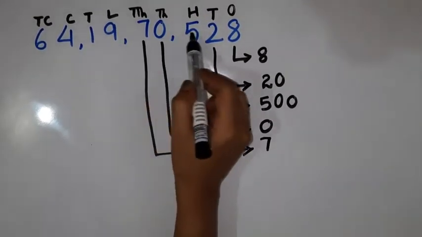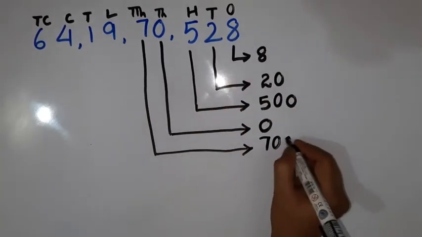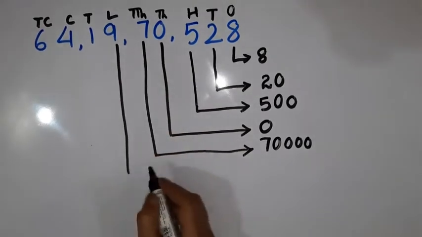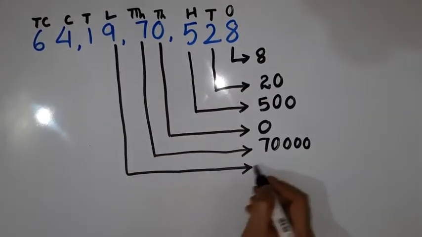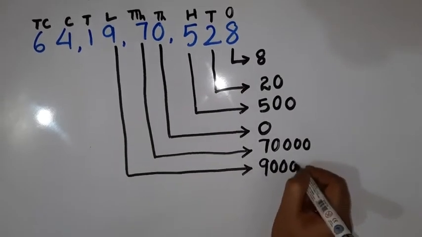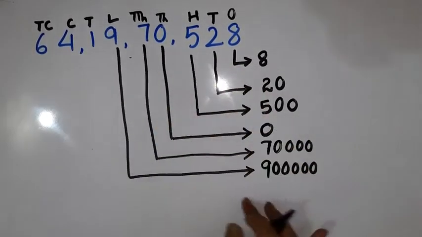Then we have 7. After 7 we have 1, 2, 3, 4 digits. So 1, 2, 3, 4. Then we have 9. After 9 we have 1, 2, 3, 4, 5 zeros. 1, 2, 3, 4, 5. Because 5 digits, so 5 zeros.